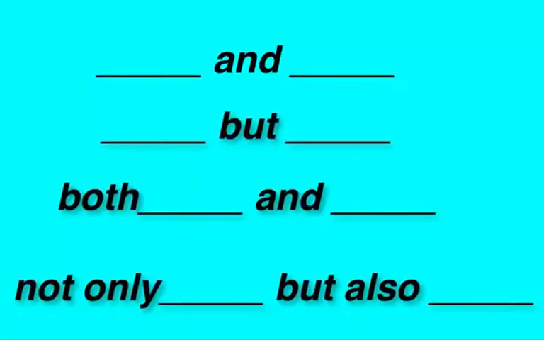Here are some of the connectors that need to have parallel structure. We already saw that whatever is on either side of and needs to be the same form. The same is true for but. Whatever is in front of it and after it needs to be the same grammatical structure. We also have both and. With this structure, whatever goes after both must be the same structure as what goes after and. The same thing is true with not only but also. With this connector, you need to have the same grammatical structure in both of the blanks.